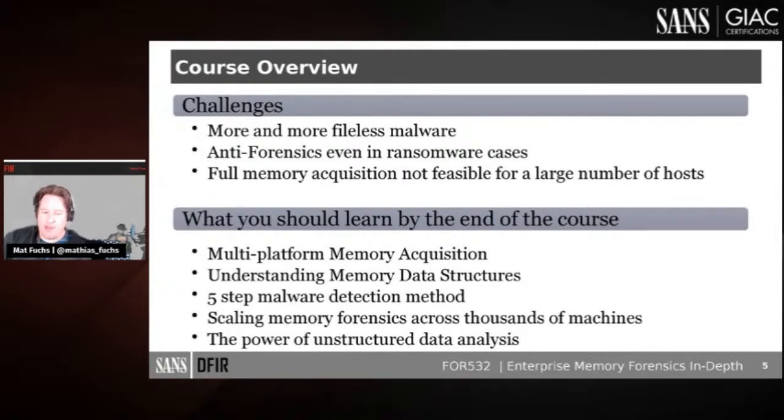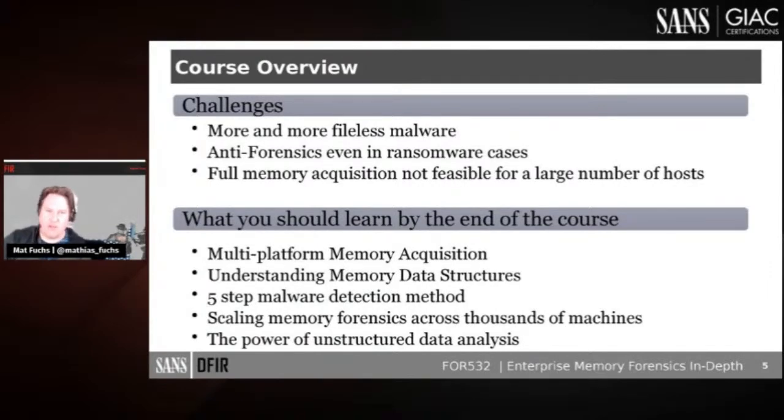So what should you learn by the end of the class? Well, first of all, get your hands on memory. So we need to have different ways to acquire memory, parts of memory, full memory, whatever. We also need to really understand how memory works. That was a great part in the 526 class as well. So a lot of time went into how memory works, right? Now it's a slight bit different. We're probably going to do about three quarters of a day where we look into data structures. The rest is right on applying that knowledge.